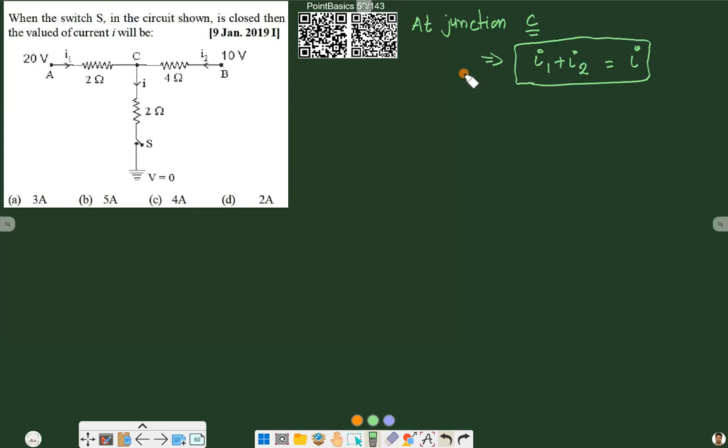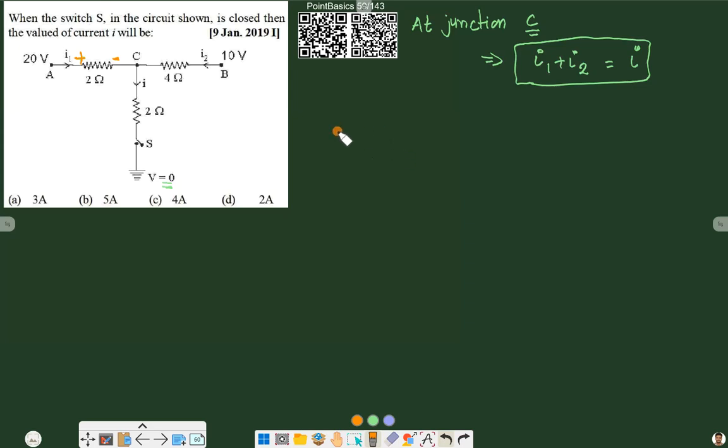Now let's write the potential equation for point C, from A to C, then from B to C, and then from C to ground, or VG, which is equal to 0. So first, for point A to C. As we know, current is flowing from A to C, so for this resistance, this will be the positive terminal and this will be the negative terminal.